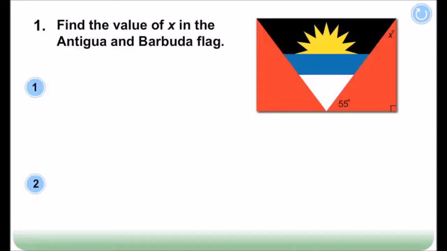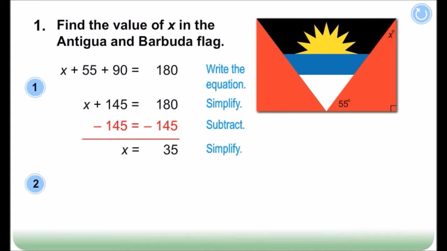Let's take a look at example number 1 on page 390. We're going to try to find the value of x in this flag. Look at the red triangle on the right-hand side. We know that the measures of the three angles have to equal 180 degrees. So we'll start by writing an equation. x plus 55 plus 90 has to equal 180.